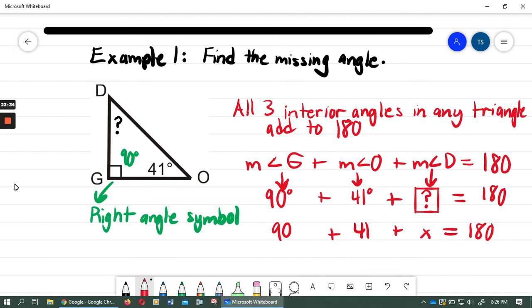Alright, so again, 90 plus 41 plus X, as that third unknown angle, equals 180 degrees. Now, of course, guys, we're going to solve this for X, and that'll be our missing and unknown angle. We're not going to take up your time solving that because we've got more examples to show you.